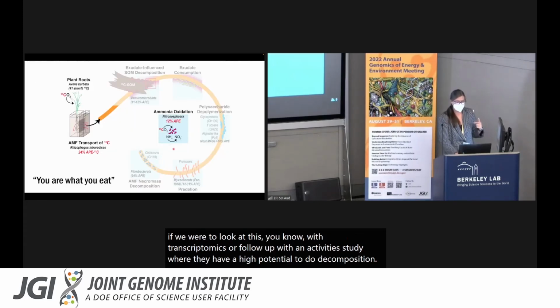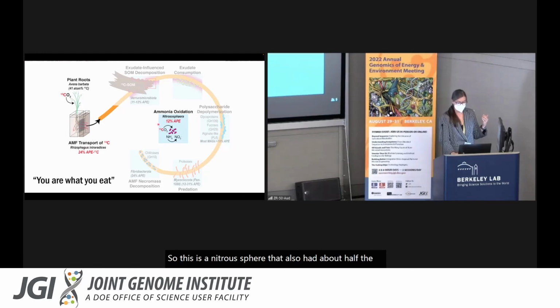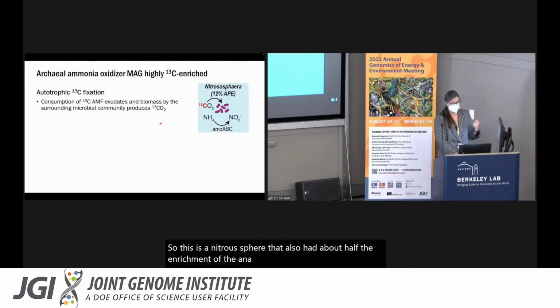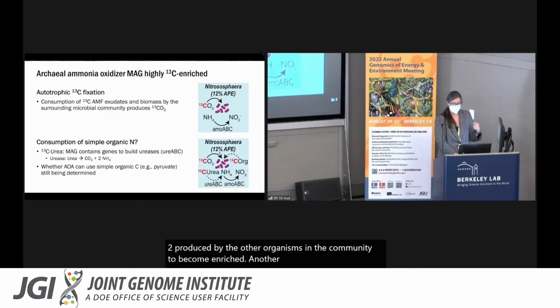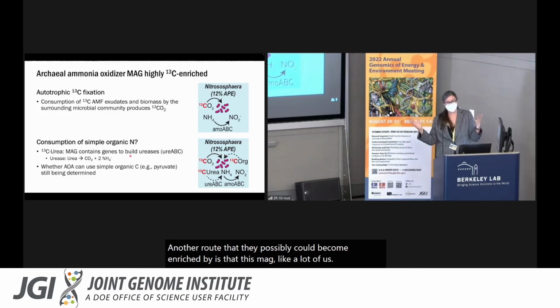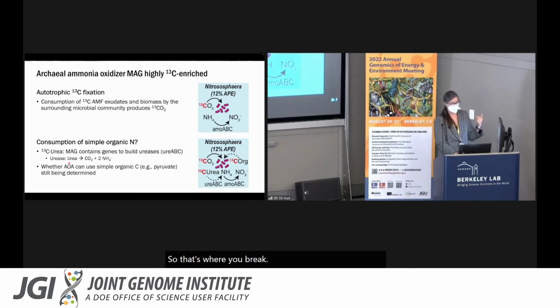And now we're going to move to the center of our food web. So this is a Nitrososphaera that also had about half the enrichment of the AMF. These organisms are thought to be primarily autotrophic. So it could be that they're using the CO2 produced by the other organisms in the community to become enriched. Another route that they possibly could become enriched by is that this MAG, like a lot of other Nitrososphaera MAGs, has the genes to make a urease. So that's where you break urea down into CO2 and ammonia.